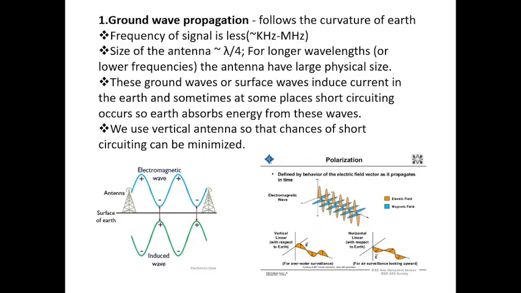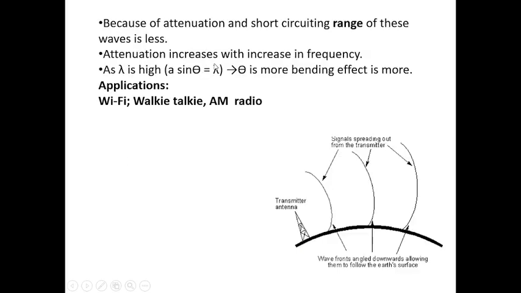Now we will see ground wave propagation. These ground waves follow the curvature of the Earth. Here you can observe that from the transmitter antenna, these ground waves are following the curvature of the Earth's surface. We will see why they follow the Earth's surface.